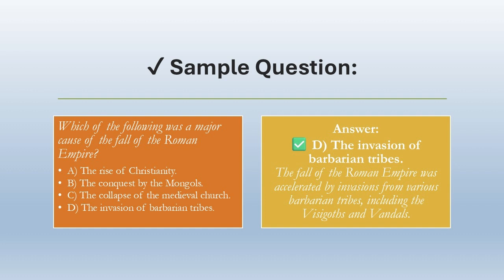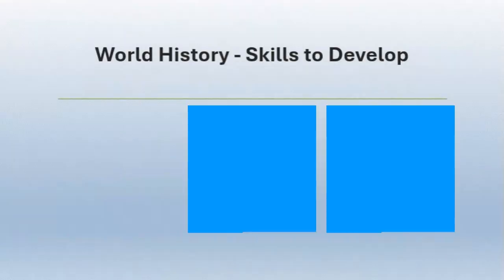The fall of the Roman Empire was significantly accelerated by invasions from barbarian tribes such as the Visigoths and Vandals. These invasions weakened the empire's borders and resources, ultimately contributing to its collapse. World history, skills to develop. Analyze the causes and effects of historical events.